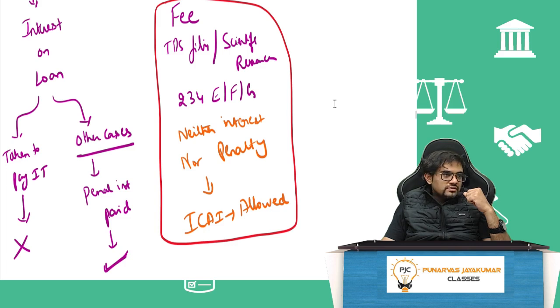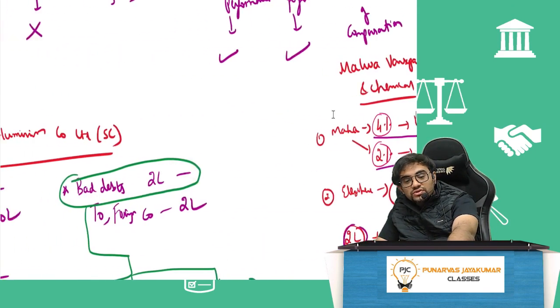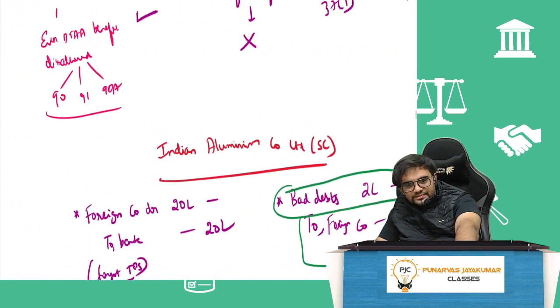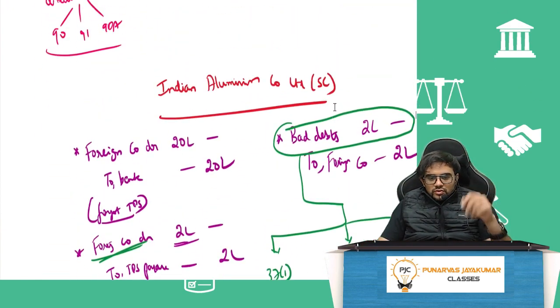Then fees: TDS filing fee, scientific research filing fee. You have to file the Form 10 series. 234 EFG, you will file, fees for interest, TDS, etc. It is neither interest nor penalty, and ICAI allows it. Important point: ICAI allows this in the exam. You also allow it, if you want to be allowed into ICAI books as a member. Right? That is what it is.